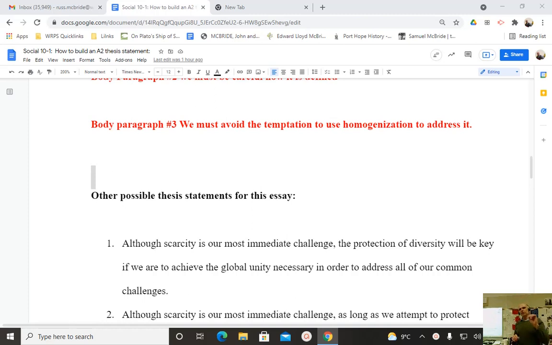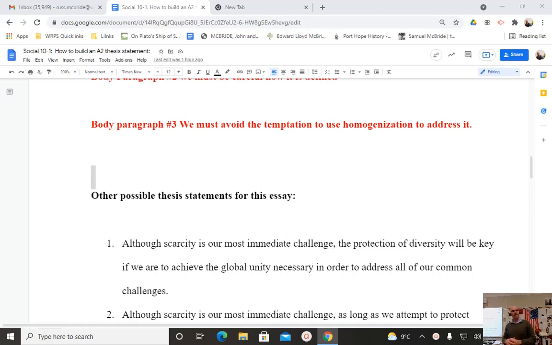We want you to be able to leave here today knowing more about thesis statements. In the month of September, our focus had been A1s. By the end of the month of September, we moved on to the A2 writing assignment, beginning with the analysis of source. Last week was our first week working on the response to source part by doing some research.